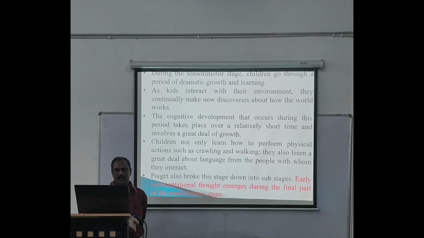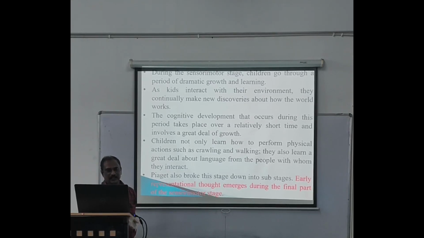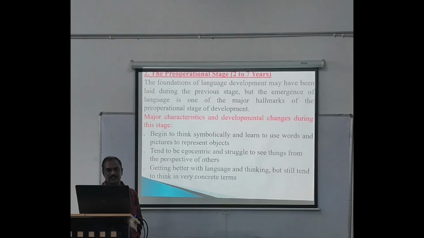Piaget also broke this stage down into substages. Early representational thought emerges during the final part of the sensory motor stage. And coming to the second stage, the pre-operational stage, the duration of this stage is 5 years, and it starts from the age of 2 and ends at 7 years.